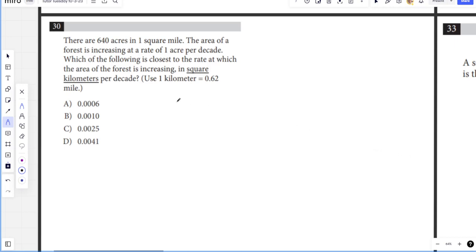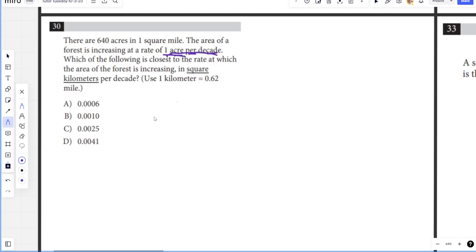There are 640 acres in 1 square mile. The area of a forest is increasing at a rate of 1 acre per decade. Which of the following is closest to the rate at which the area of the forest is increasing in square kilometers per decade? Oh, not too bad. Let's see. So we need to focus on the rate of 1 acre per decade, and we want to convert that into square kilometers per decade.